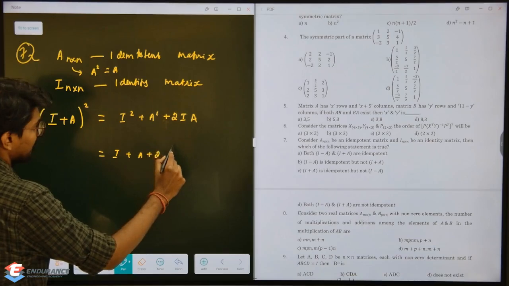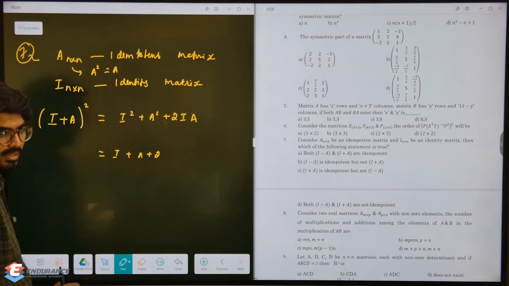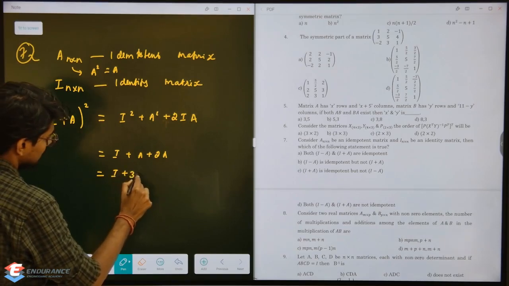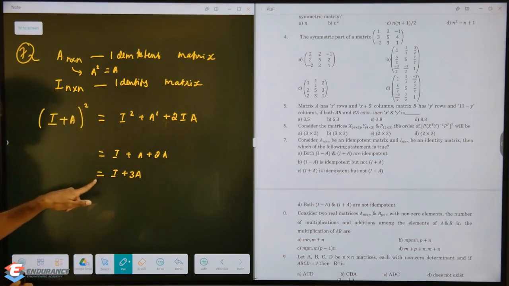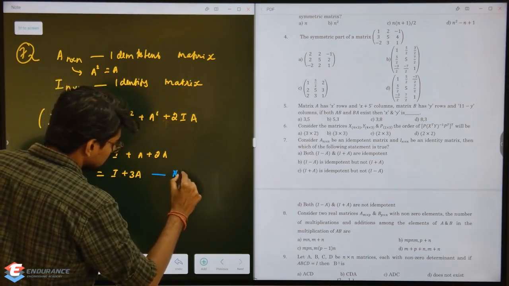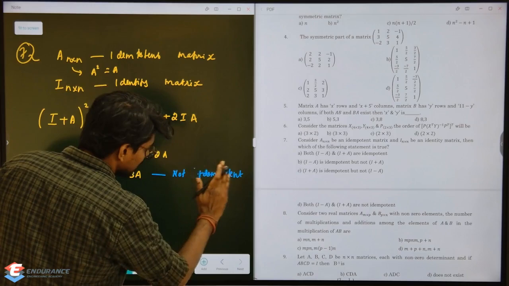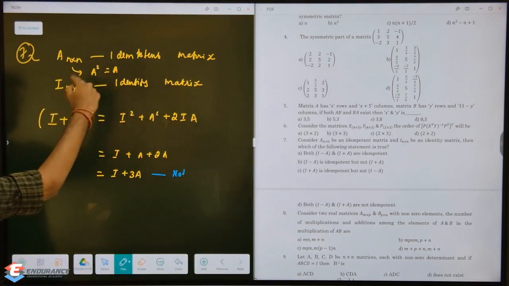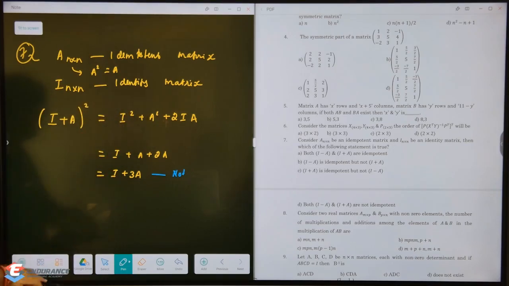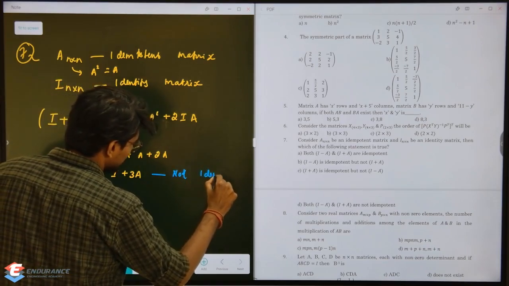What is 2 times I A? It's a multiplicative identity, right? So the multiplicative identity multiplied by A will be A itself. I into A will be A. So that is I plus 3A. I plus A whole square is not equal to I plus A, so this is not idempotent. You are getting what I am saying? A square is A, it is idempotent. I plus A whole square is not equal to I plus A, so it is not idempotent. Got it?